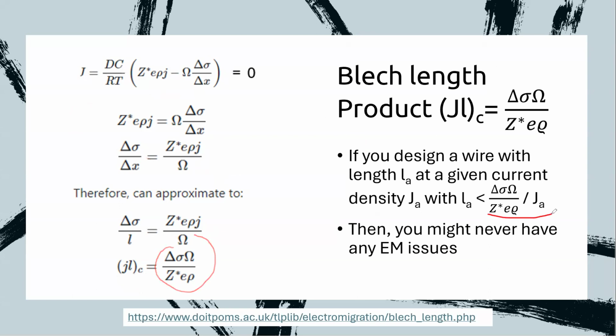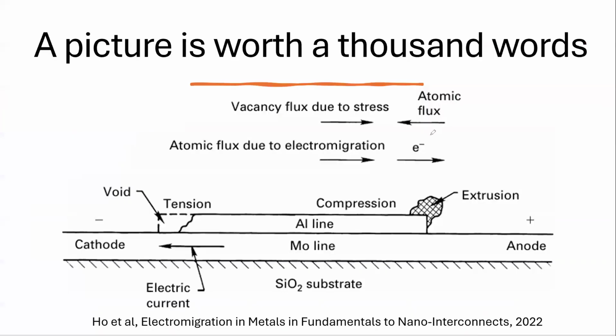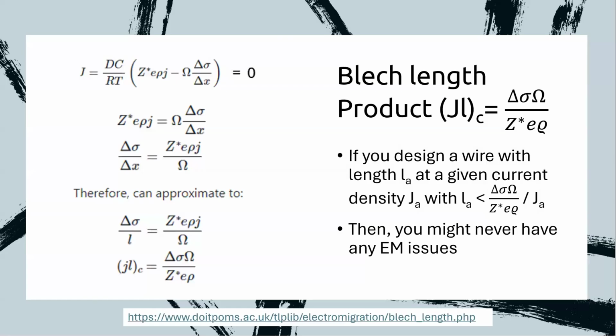If you are less than that, the net atomic flux going to the left from the stress will equal the atomic flux to the right. So these cancel each other out, don't they? And when they cancel each other out, that's great, because if you design your length less than this value, then you never have electron migration issues. That's the beauty of it.